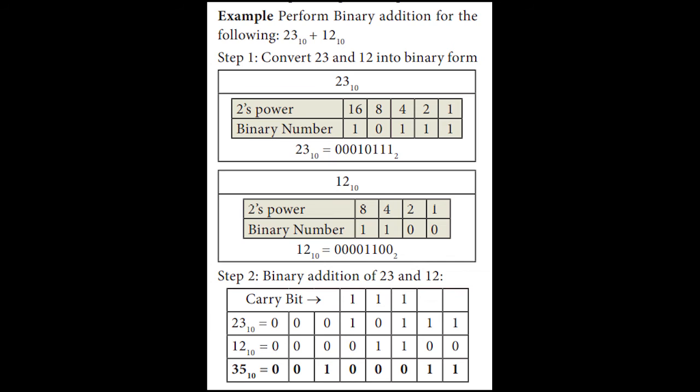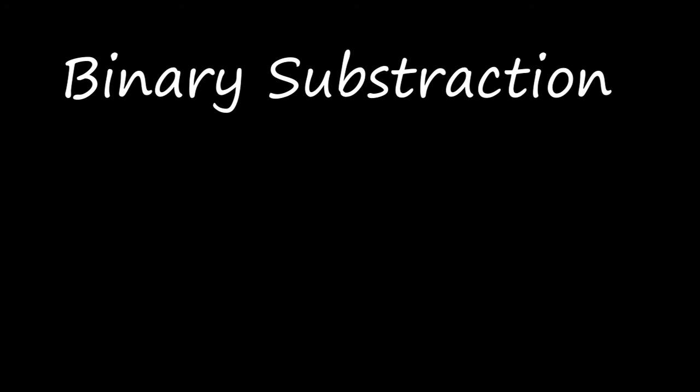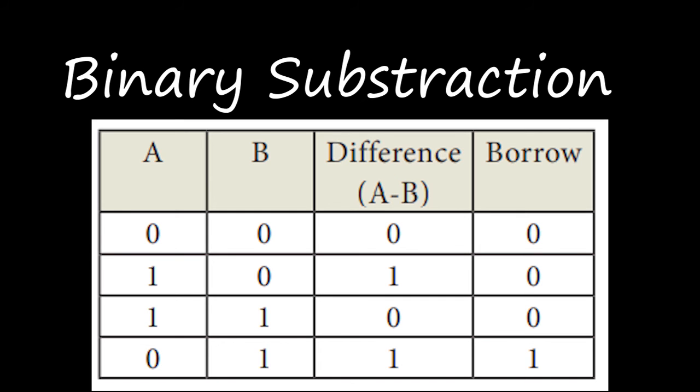Okay. And next we are going to see binary subtraction. Binary subtraction means we'll just see the table for today. 0 minus 0 is 0. 1 minus 0: from 1, if you are subtracting 0, the answer is 1 and the borrow will be 0. Next one, 1 minus 1 is 0, right? And the last one, 0 minus 1 is equal to 1. So 0 minus 0 is 0, 1 minus 0 is 1, 1 minus 1 is 0, 0 minus 1 is 1, right?